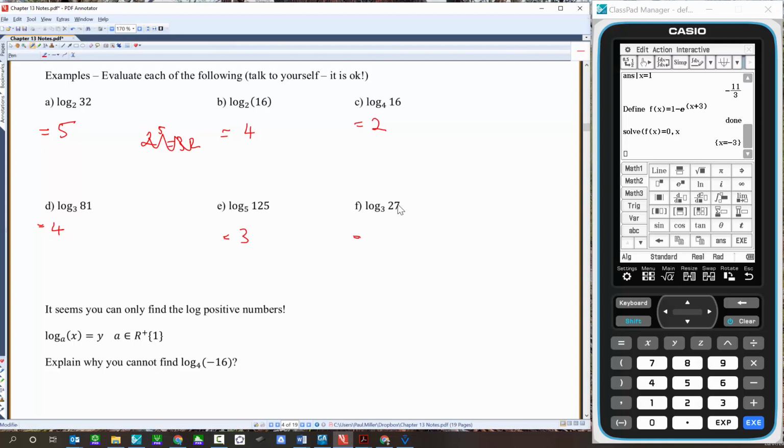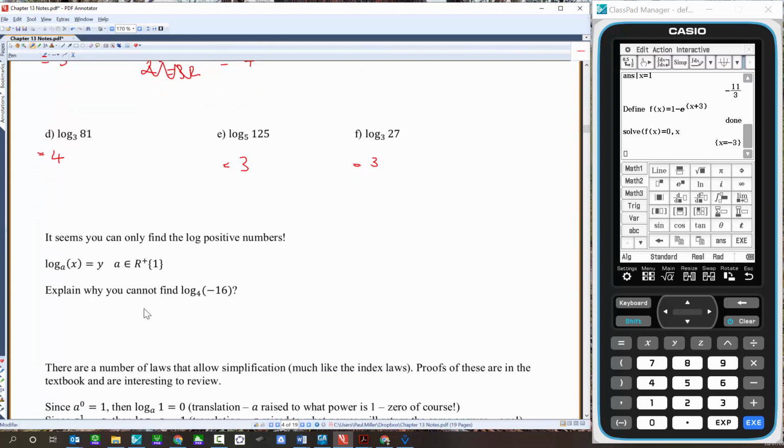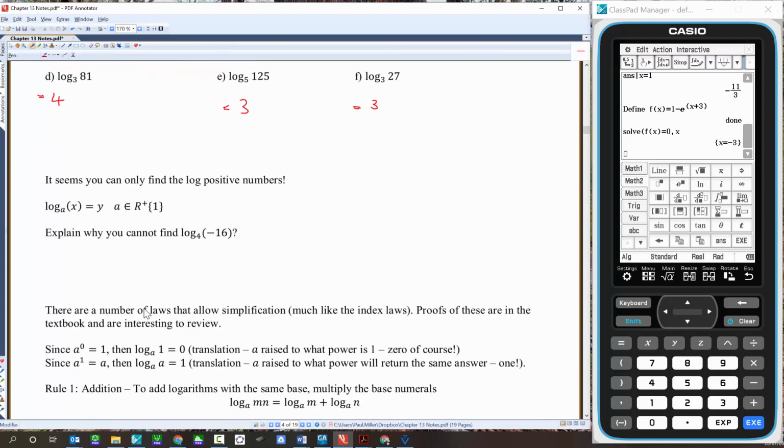And 3 raised to what power will give me 27? The answer is 3. So it seems you can only find the log of positive numbers. Explain why you can't find log 4 equals negative 16. So what that means is 4 raised to what power will give me the answer negative 16.